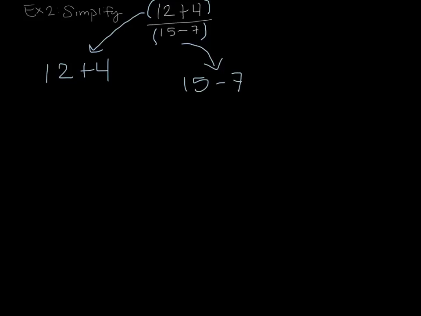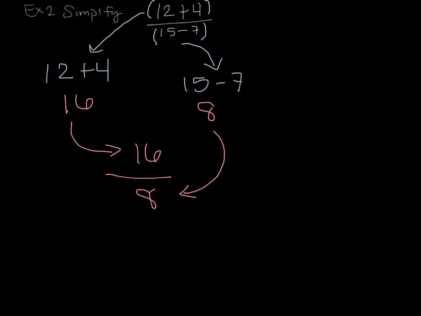12 plus 4 reduces to 16. And 15 minus 7 becomes 8. And so that gives us 16 in the numerator, 8 in the denominator, which then means 16 divided by 8, which is 2.